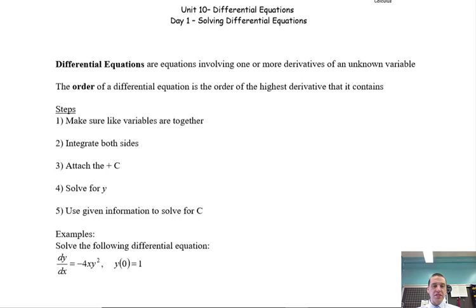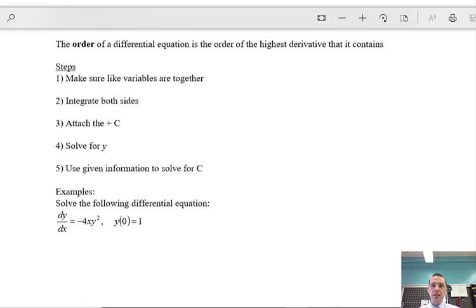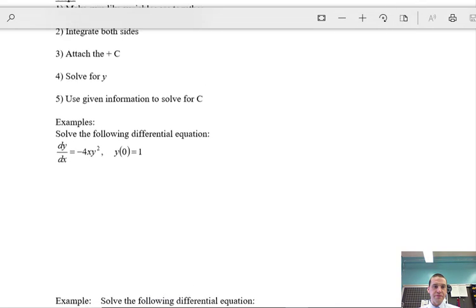So the steps are right here. You're going to make sure that the y's and dy's and x's and dx's are together. We're going to integrate both sides. We're going to attach the plus c to the x side, solve for y, and then use the given information to solve for c. So let's look at what this looks like.